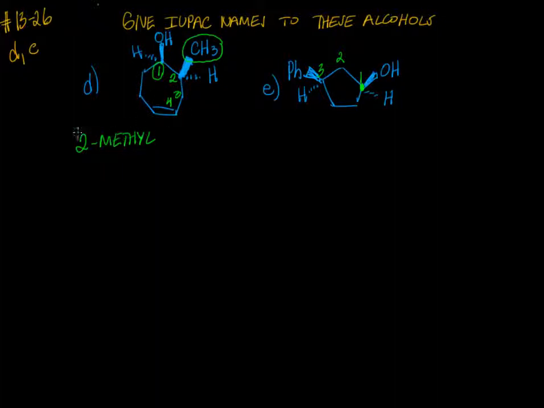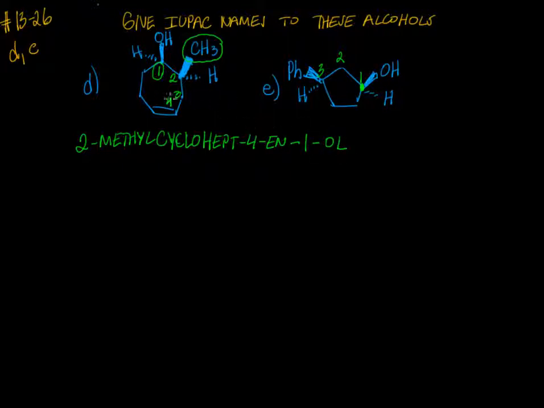So when you assemble the name here, it's going to become 2-methyl cyclohept 4-ene, and then for the alcohol, the alkene ends in a vowel here that's going to clash with the ol, so we don't use the e here. And then the alcohol is at carbon 1.